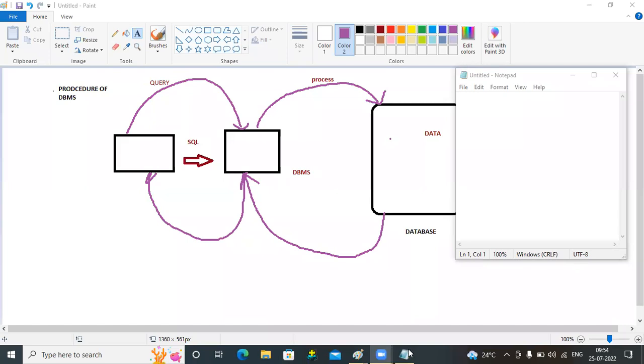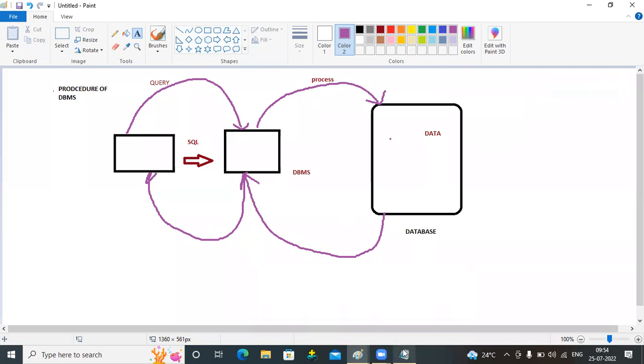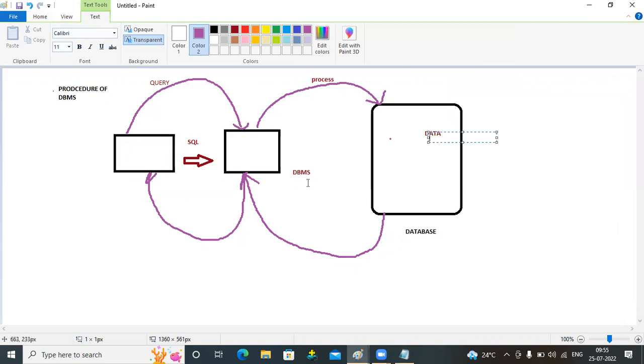See here, I'm explaining the step-by-step procedure with an example of a diagram. I have already explained the process of Oracle, how it works. It is a database, and it holds data, and we have to communicate with the database by using a language called SQL.